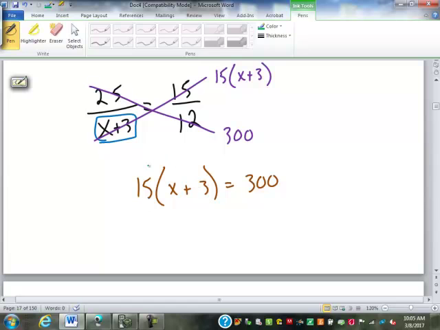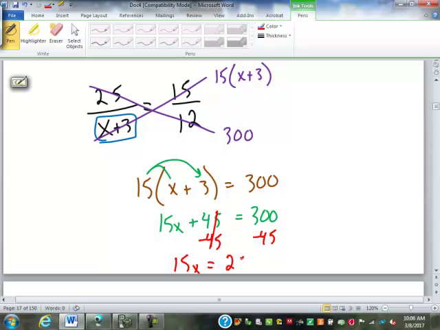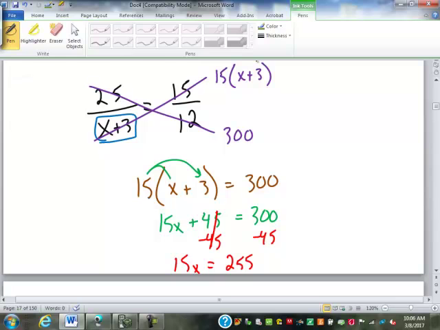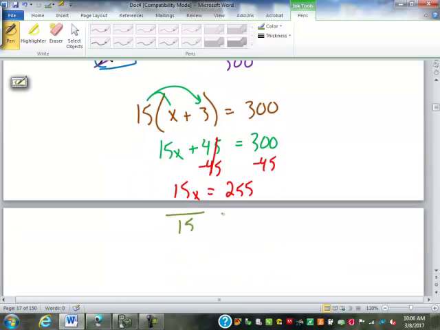Nothing to do in the parentheses. So we multiply by the 15. 15 times x is 15x. 15 times 3 is 45. Then what? We subtract the 45. So 15x equals 255. And then we divide by 15. 255 divided by 15 is 17.